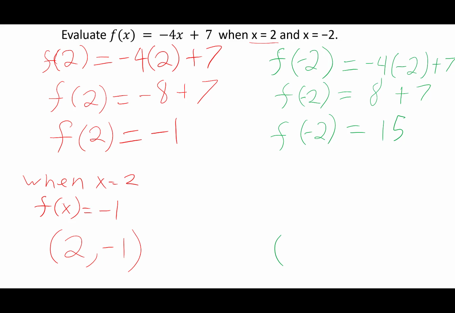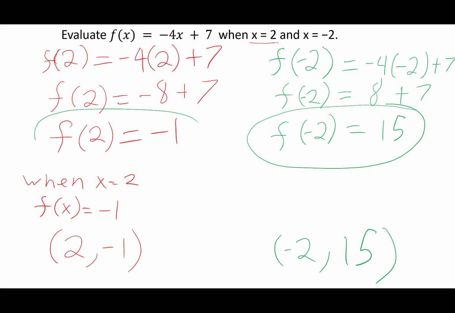And we could write this as the point -2, 15. So this would be our answers here. Guys, this is kind of what they would look like on a graph.